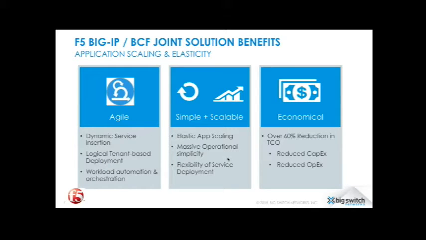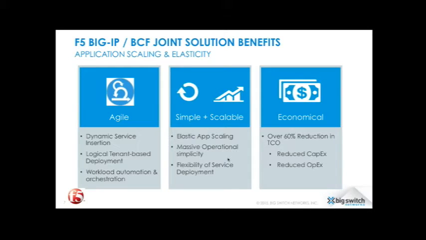The second key aspect is simplicity and scalability. The most unique value prop of the BCF solution is fabric-wide operational simplification: zero-touch installation, automated fabric bring-up, centralized configuration of tenants and logical router segments, fabric-wide rapid upgrade, and seamless insertion of layer 4 to layer 7 services such as F5 ADC.